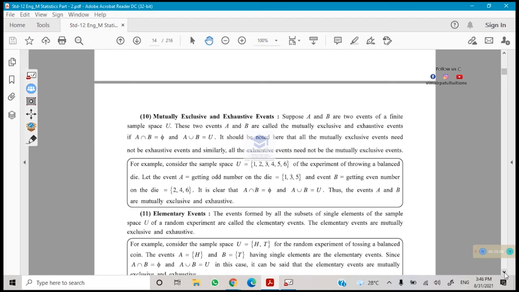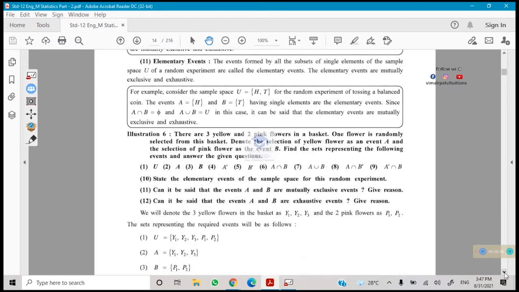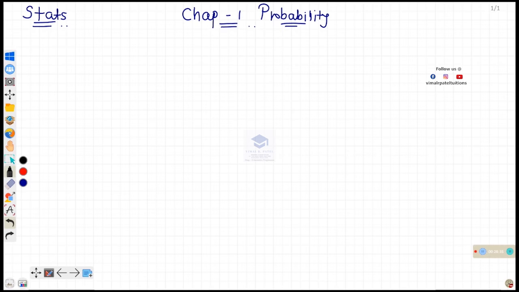Suppose U is the sample space for the random experiment of tossing a balanced coin, A getting head and B getting tail. These are elementary events. Throwing a dice, A getting 1, B getting 2, C getting 3, D getting 4, E getting 5 and F getting 6. So all individually are elementary events. Primary event, elementary events. Sure.